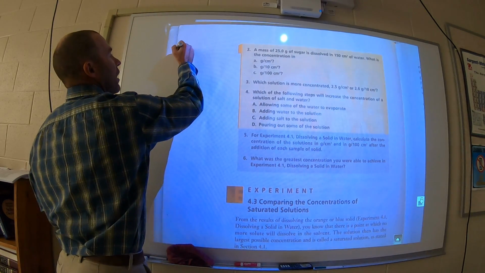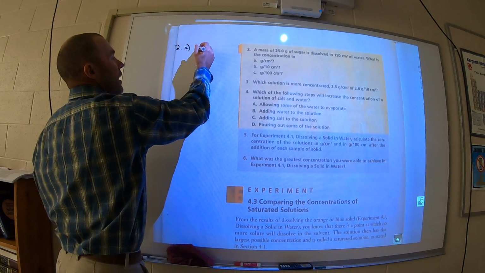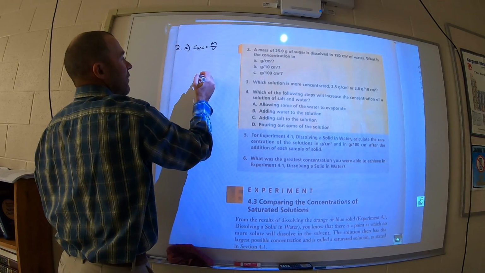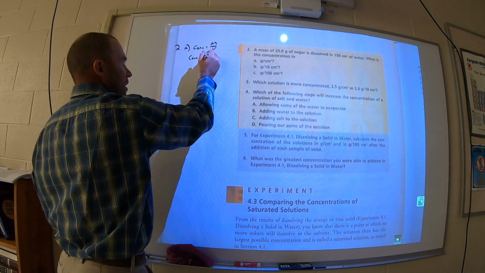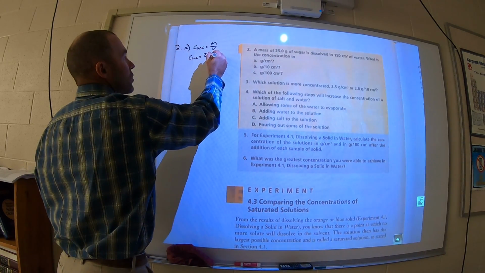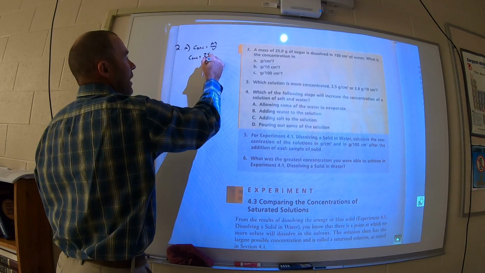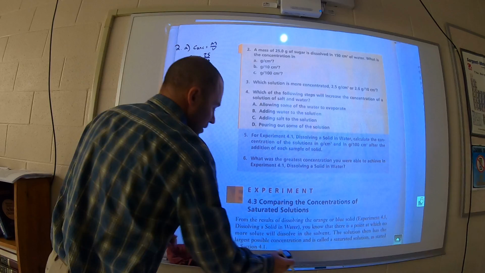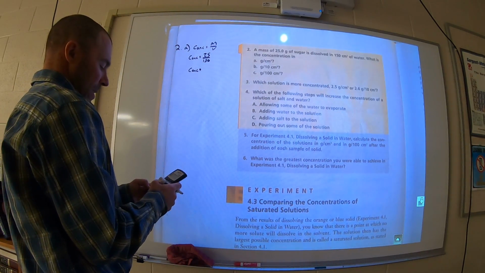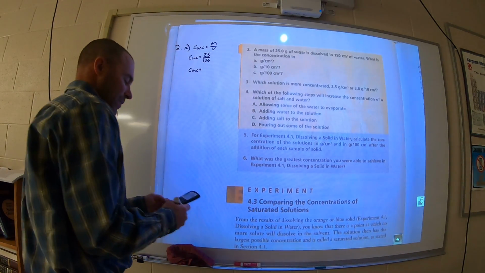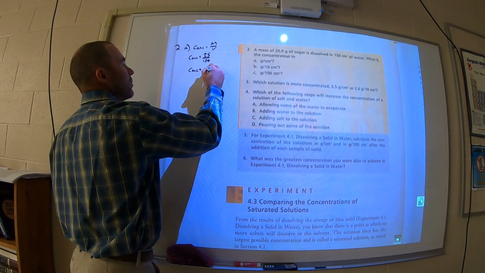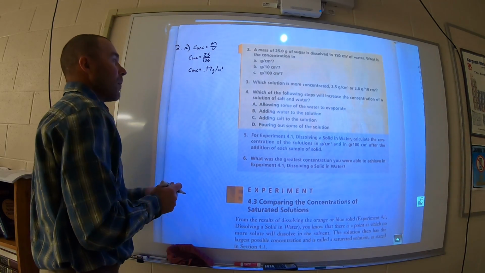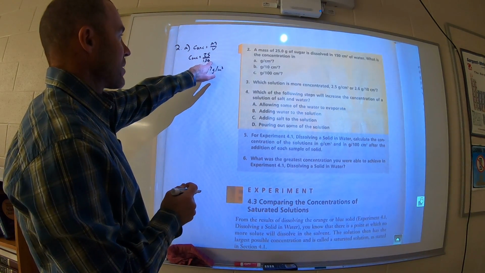So on number 2, letter A, to find grams per cubic centimeter, use this equation. Concentration is just equal to mass divided by volume. Or we can say concentration is equal to 25 divided by 150, where the concentration is 25 divided by 150, which is 0.17 grams per cubic centimeter are the units, because we've only got this many grams and this many cubic centimeters.